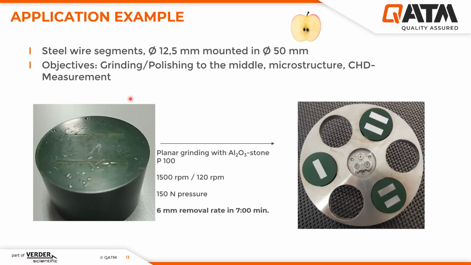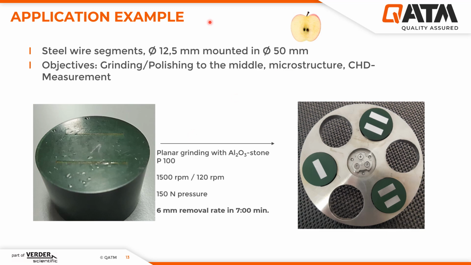In this example, steel wire segments with a diameter of 12.5 millimeters were to be ground to the center. The 12.5 millimeter steel wires were mounted in a sample diameter of 50 millimeters. The aim of the investigation was to grind and polish to the center of the sample and then examine the microstructure and perform case hardness depth hardness measurements.